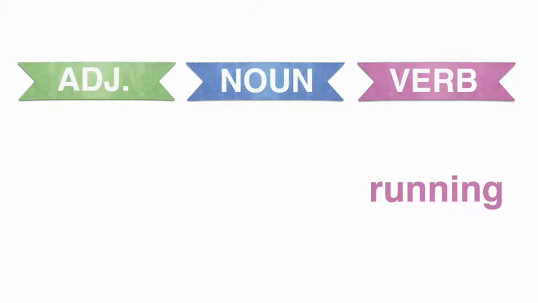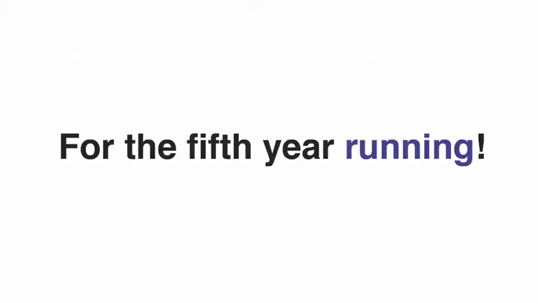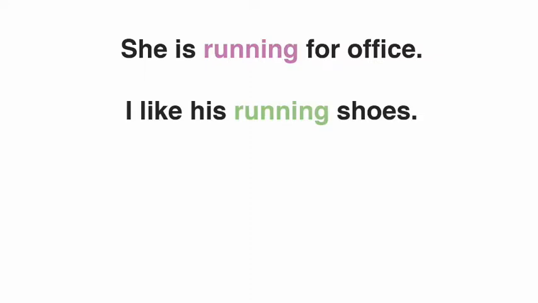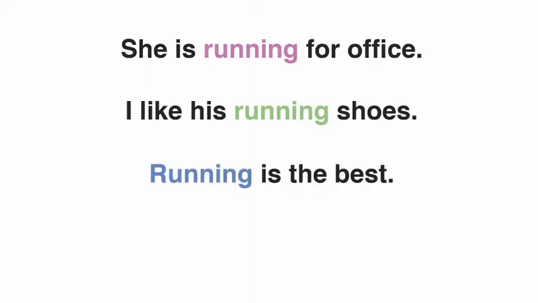But wait, she won the contest for 5 years running. Here, running is an adverb. So by now, I really can't say that running is a verb because it can be so many things. It's a verb in this sentence, an adjective in this one, a noun in this one, and an adverb in this one.